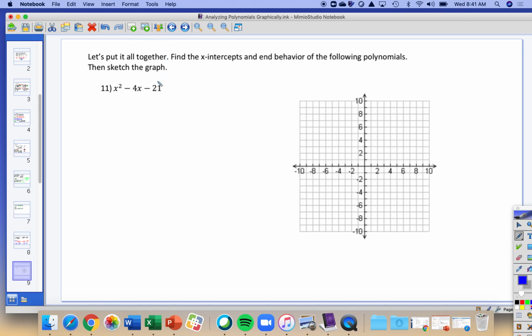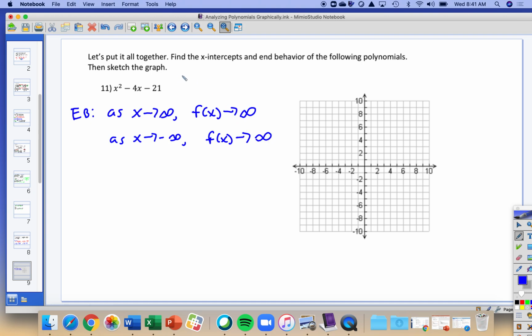So let's start with end behavior. So end behavior, EB. Okay, this is a quadratic, so I have a degree 2 polynomial. The leading coefficient is positive, which means as x approaches infinity, f of x must also approach infinity, and as x approaches negative infinity, f of x must also approach infinity, because it must be facing the same direction. It is a parabola that faces upwards.